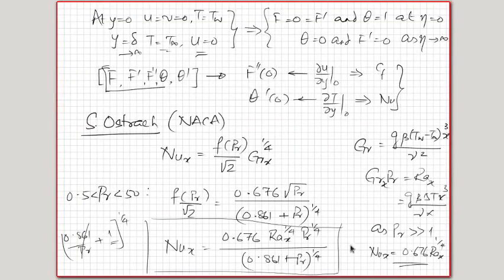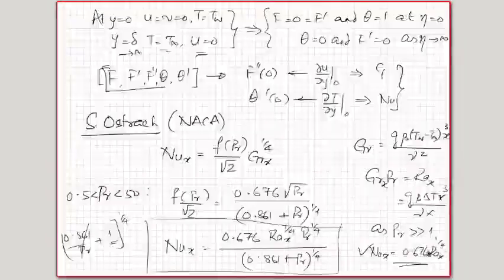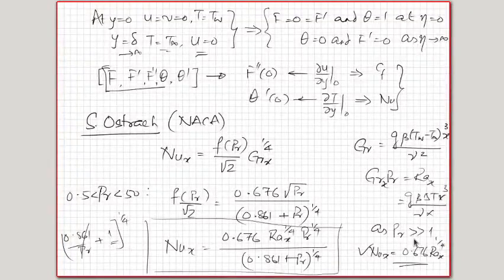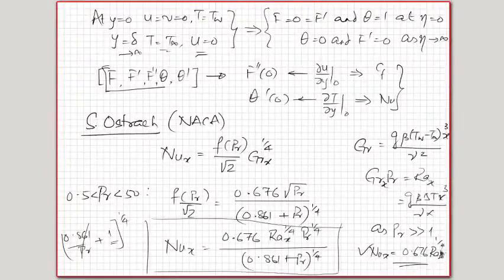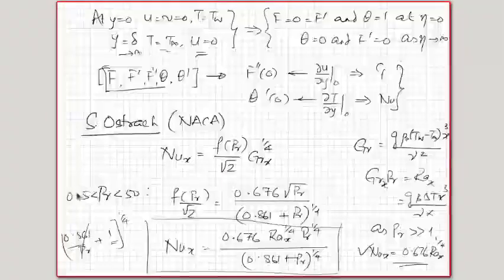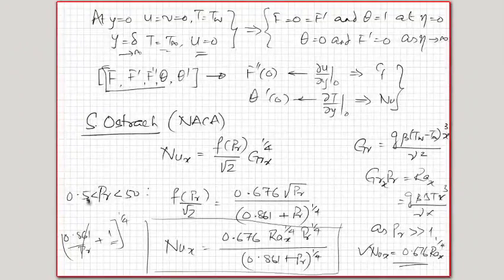Okay, so this is what we had found also in the order of magnitude analysis. When the Prandtl number goes much greater than 1, the Nusselt number is a function of Ra_x to the power of 1 by 4. This is what we got, and that we have confirmed here. Although this expression is not valid for much smaller values of Prandtl number, we can still try looking at that.